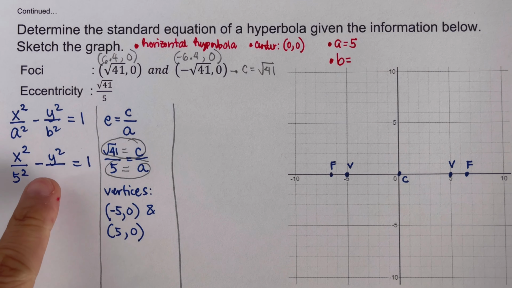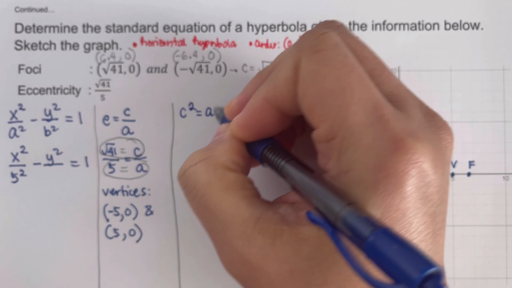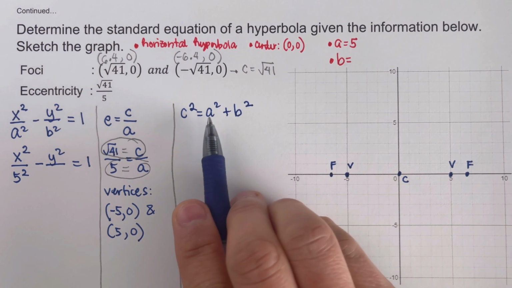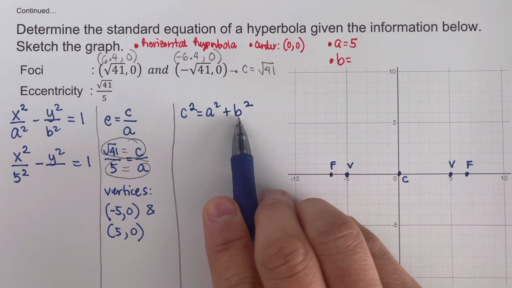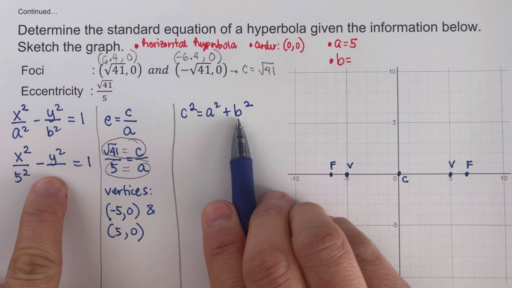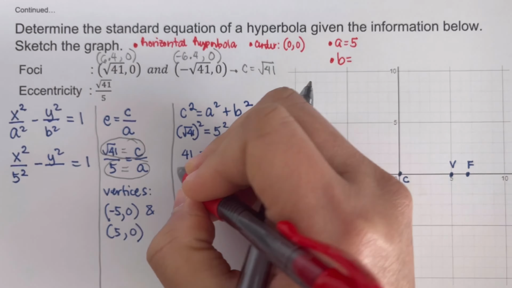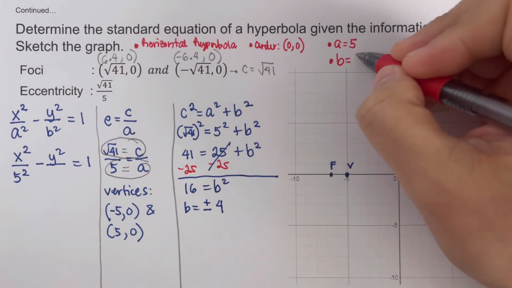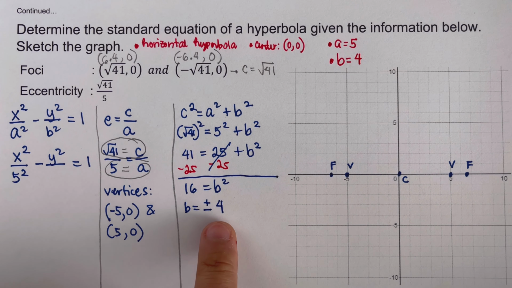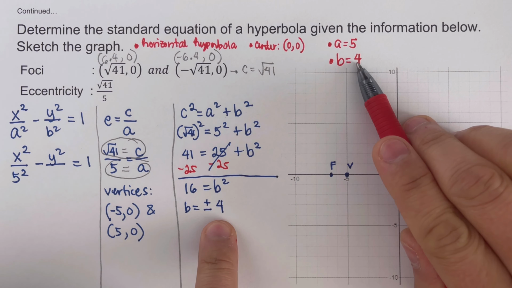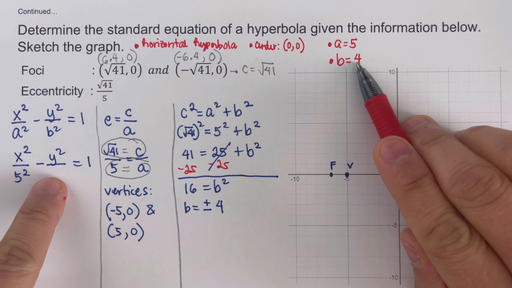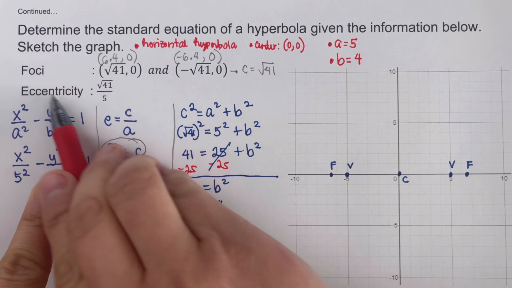Again, we're missing b squared, but we remember that the equation that relates a, b, and c is c squared equals a squared plus b squared. Since we already have c, which is square root of 41, and a, which is 5, we can solve for b from there. I'm going to show the work down here. So we have solved the value of b, which is 4, so we can plug this b into the equation to determine the standard equation of this hyperbola.